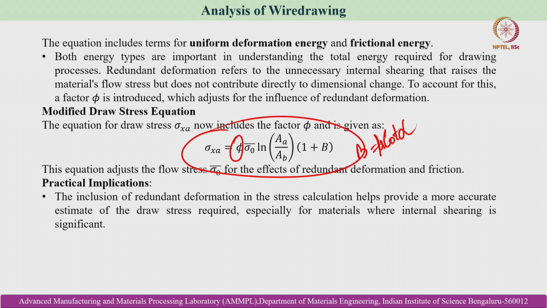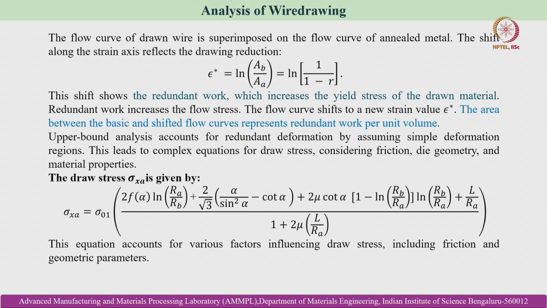So, the practical implications: the inclusion of redundant deformation in the stress calculation helps provide a more accurate estimate of the draw stress necessary to perform the wire drawing of that particular material, especially for materials where internal shearing is significant and the losses analogous to the internal shearing are significant. So that is why this expression given at the top gives the complete overall understanding of the draw stress calculation in real life application.